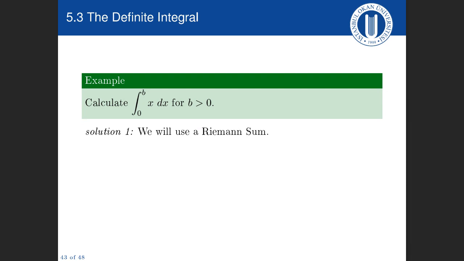Calculate the integral from 0 to b of x dx for b greater than 0. I'm going to solve this question 2 ways. In my first solution, I'm going to use a Riemann sum.